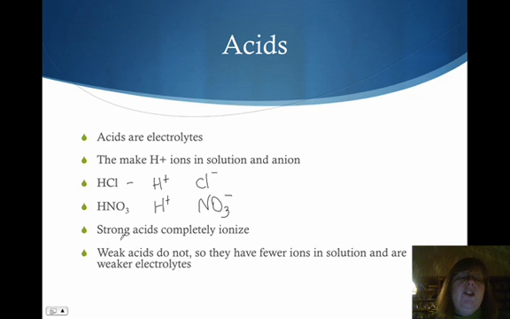All right, well, strong acids completely ionize, just like those ionic salt solutions that we've been looking at. These acids completely ionize if they're strong acids. And at this point, I'll let you know if they're strong acids or not. Weak acids, however, don't completely ionize. In other words, not all of the H's come off, but some of them do. There are just fewer ions in solution, so they're weaker electrolytes.